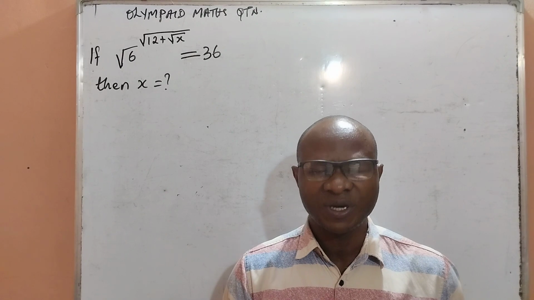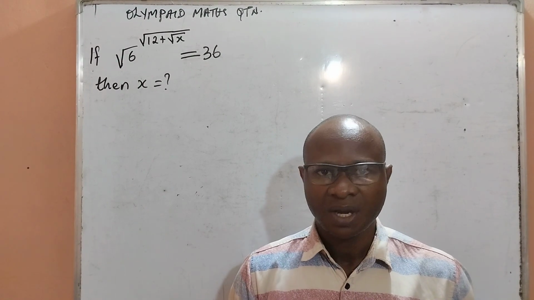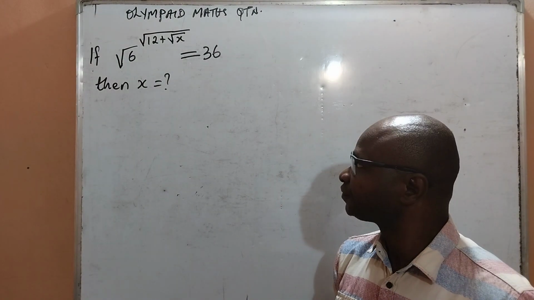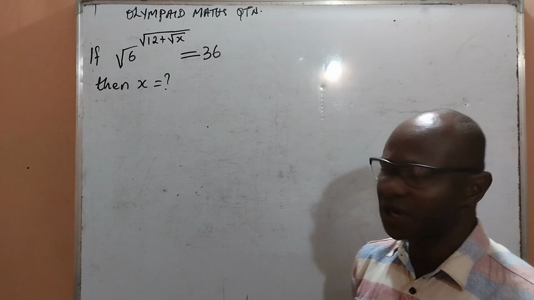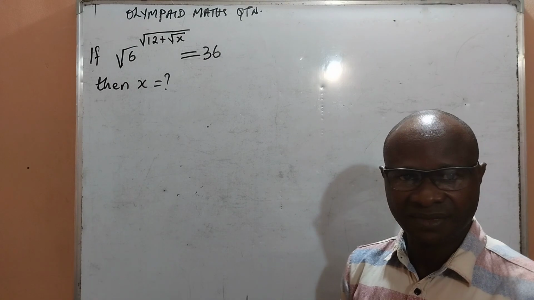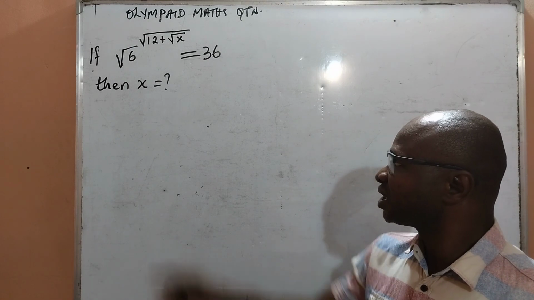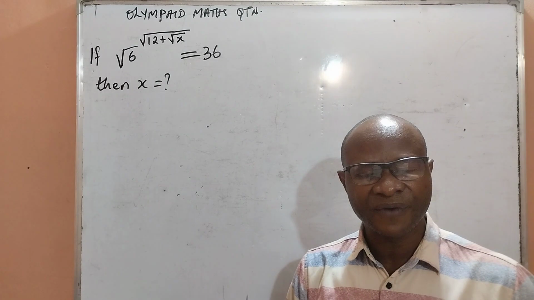In today's math class, we want to solve a repeat math question. On the board, it is given: if the square root of 6 is raised to the power the square root of 12 plus the square root of x equals 36, then what will be the value of x?